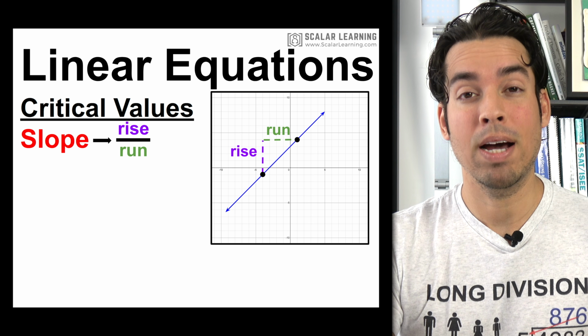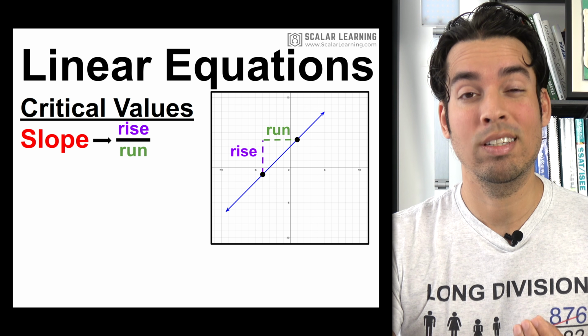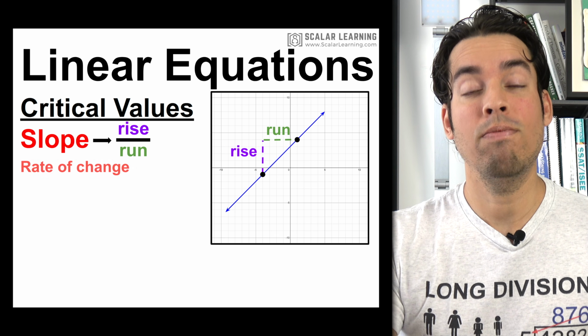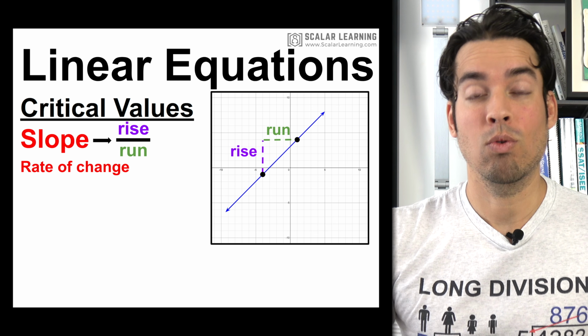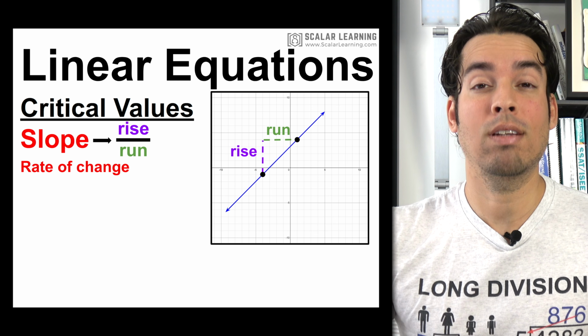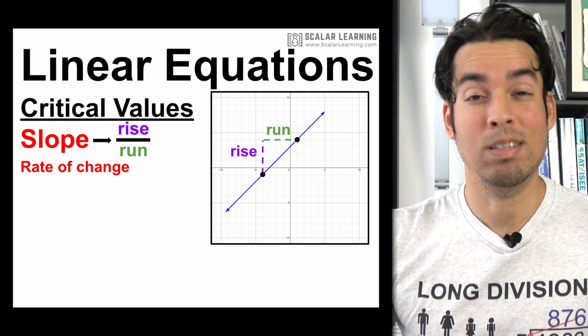When we're talking about a word problem where we're trying to interpret a linear function, the slope value is always the rate of change. It's the amount that the y value or the final value is going to change every time the x value usually increments by 1.